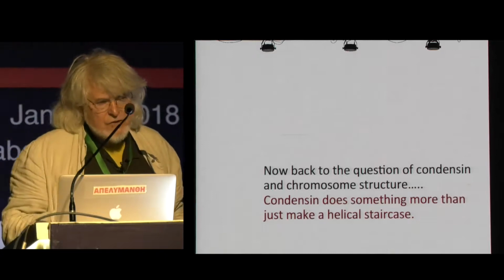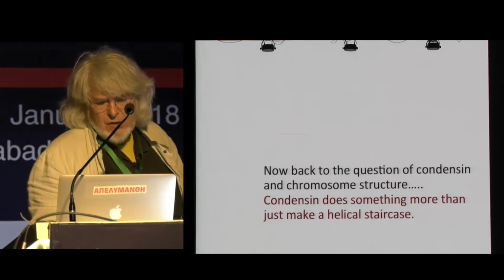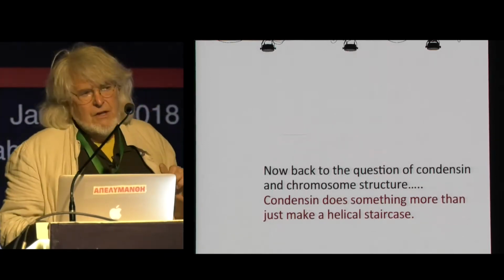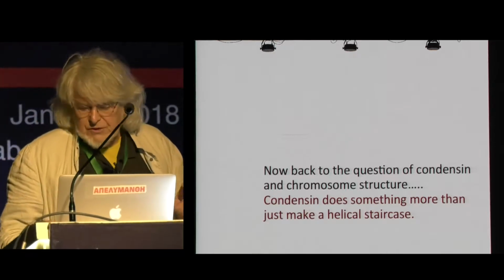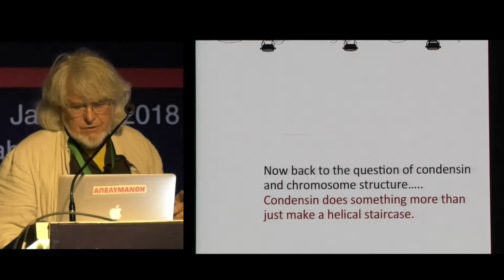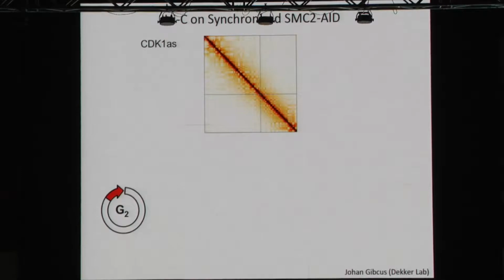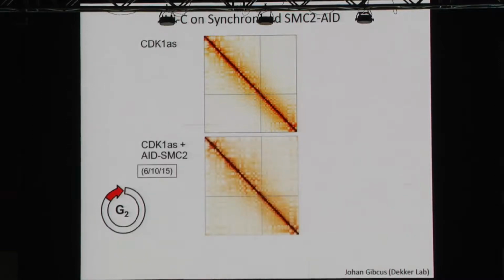So now let's go back to the question of those condensin molecules and chromosome structure. And it turns out that condensin does something more than just make a nice helical staircase up the chromosome. So what we're going to do now is use the SMC2 mutant, and compare what happens when a cell enters mitosis with condensin and when a cell enters mitosis with no condensin.